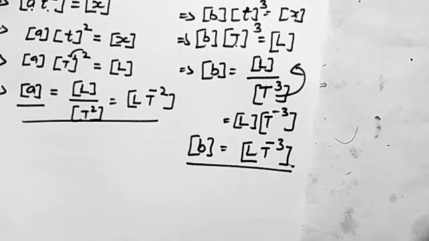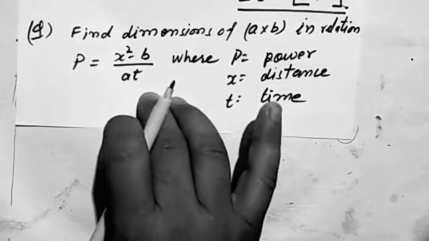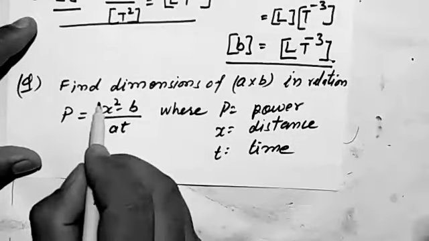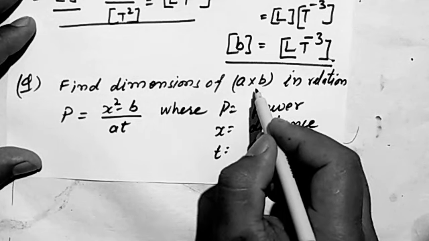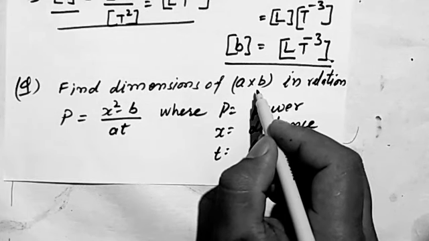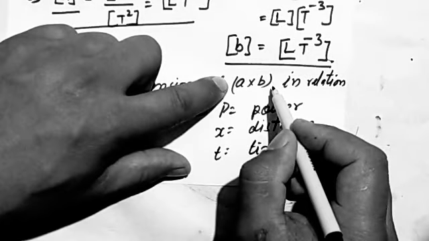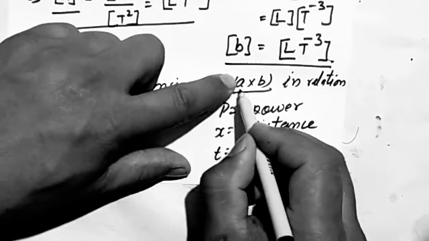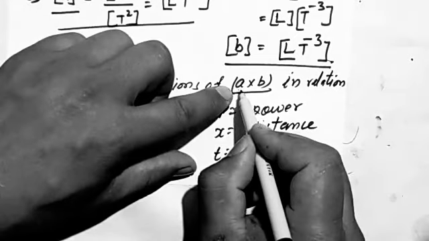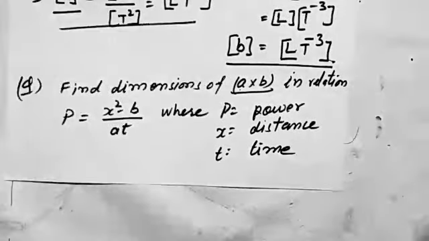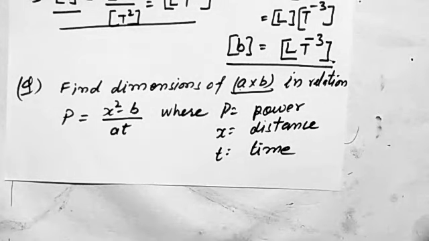Let me take one of such questions. So dear students, this is the next question. Find dimensions of A into B. Now we are not asked to find the dimensions of A and B separately. We are asked to find the dimensions of A into B. That is, we will find the dimensions of A and then dimensions of B and then multiply them. That will be our answer. So this is a question of somewhat higher order.